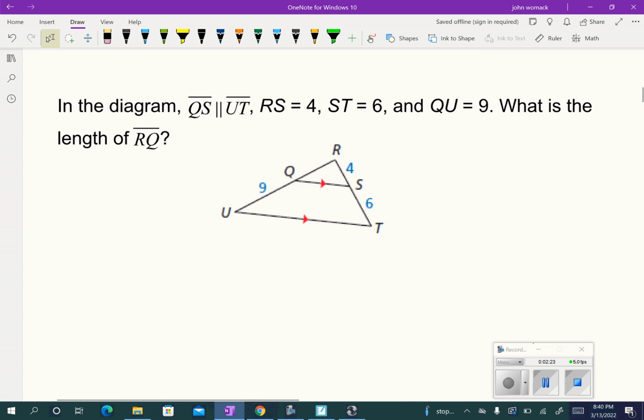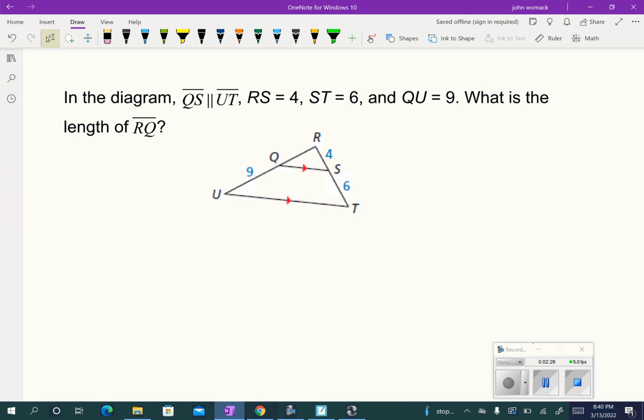Okay, so let's try this problem right here. It says in the diagram QS is parallel to UT. It's got it marked here with those red marks, so they're parallel to each other. RS is 4, which is labeled on the figure. ST is 6. QU is 9. What is the length of RQ? So RQ is this segment right here. That's what we're trying to find.